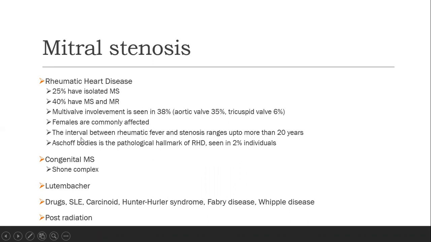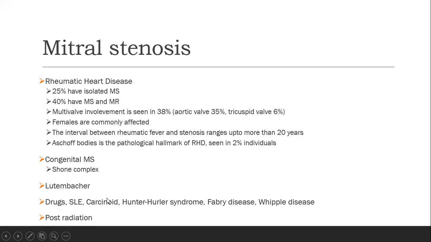So once rheumatic heart disease is over, the next differential diagnosis is called congenital MS. We have something called a Shone complex. I'll tell it in another part. Lutembacher syndrome is nothing but congenital ASD with acquired mitral stenosis. It's also something like a congenital syndrome. We have a range of drugs which can cause mitral stenosis. I'll tell the drugs again later in some other part.